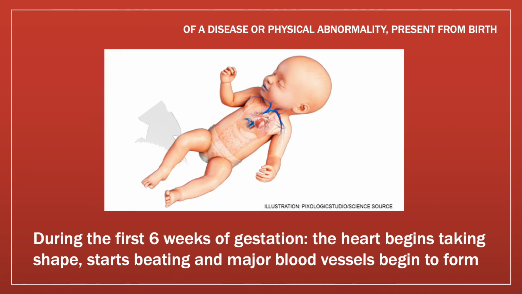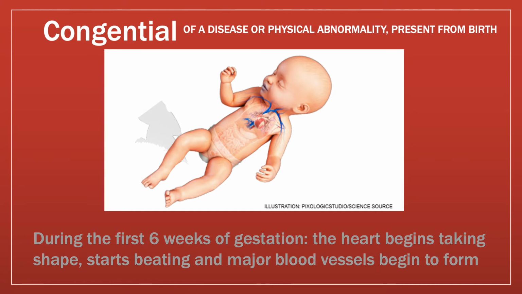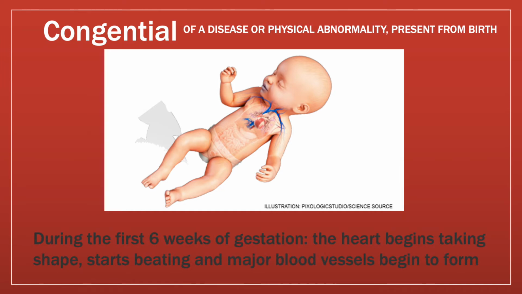The term meaning of a disease or a physical abnormality present from birth is defined as congenital. This population is at risk because being born with a heart abnormality or a deficit increases your chance of medical conditions and certain complications, which will be discussed here. During the first 6 weeks of gestation, the heart begins taking shape and beating, and the blood vessels begin to form.